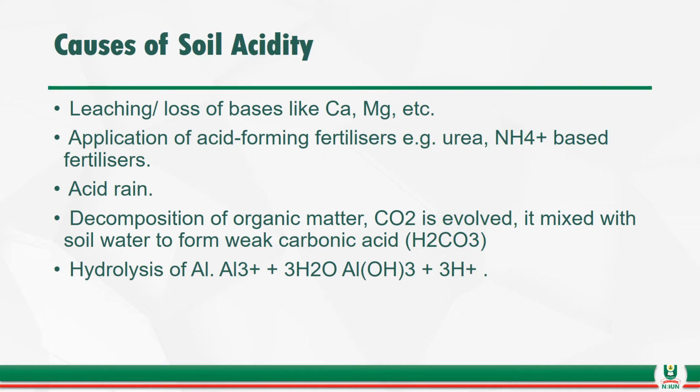What are the causes of soil acidity? 1. Leaching, which causes loss of bases like calcium, magnesium, etc. 2. Application of acid-forming fertilizers, e.g., urea and ammonium-based fertilizers. 3. Acid rain. 4. Decomposition of organic matter, where carbon dioxide is involved. It is mixed with soil water to form weak carbonic acid. 5. Hydrolysis of aluminum oxides and hydrogen oxides.